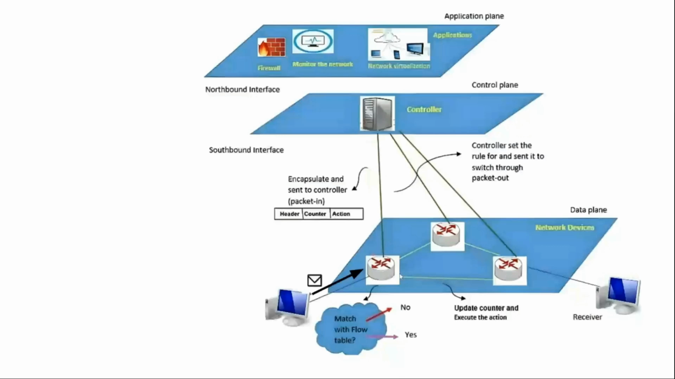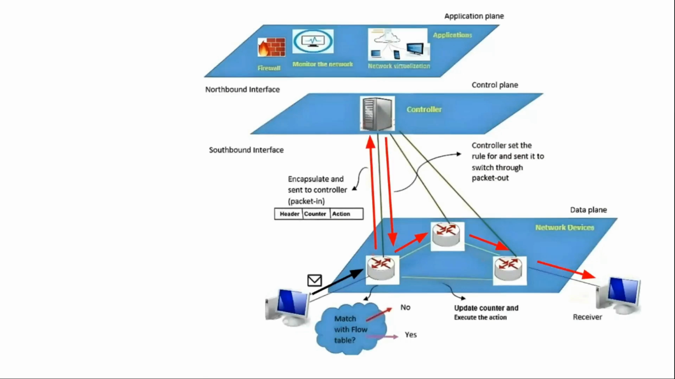When it finds out, it encapsulates this data and forwards it to the controller. The controller decapsulates it, checks, sets the rule for it, and sends it back to the switch. Here, the switch looks into the action part and forwards it to the next switch. This switch also looks into the action part, forwards it, and the final switch forwards it to the receiver. So this is how data is transferred from a sender to the receiver when there is no match with the flow table.